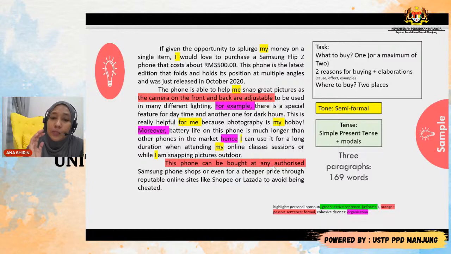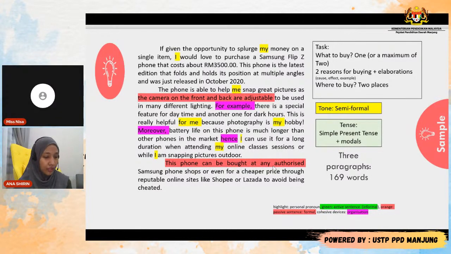Okay, so that's part two. Nice, sweet, short. One item, two reasons, and two places that you can suggest where to buy it. So that's part two. All right.